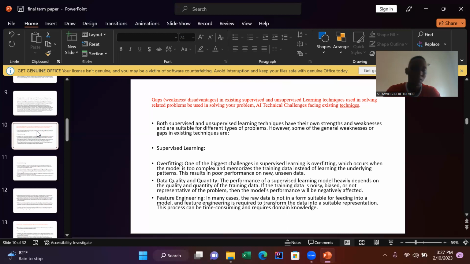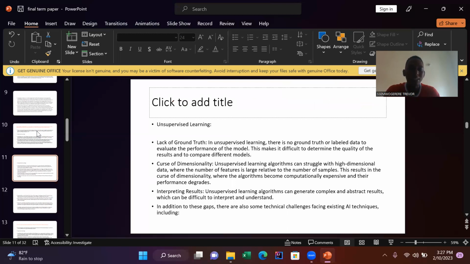Then data quality and quantity, feature engineering. In many cases, the raw data is not in a form suitable for feeding into a model. Then unsupervised learning, lack of ground truth. We know that supervised learning deals with labeled data and unsupervised learning deals with unlabeled data. If you can remember that, you can know how to play around with their weaknesses.